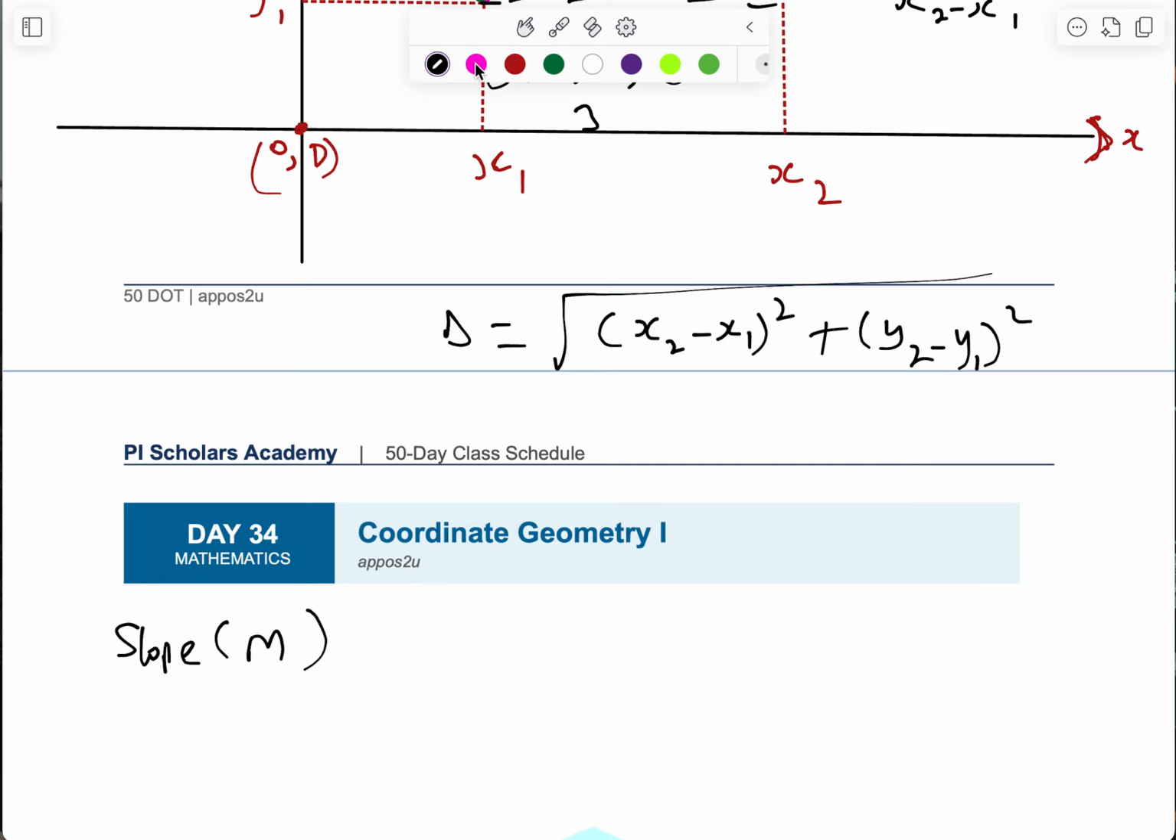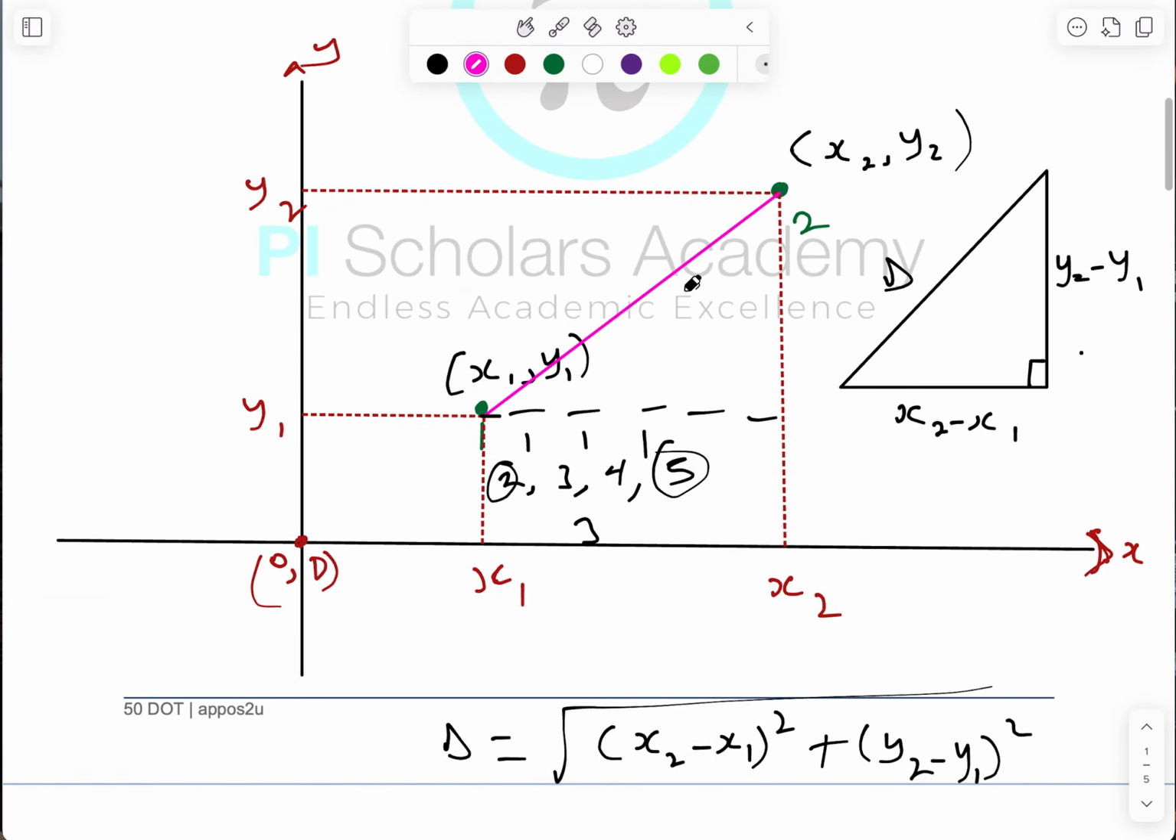So slope is going to be a change in y divided by change in x. And change in y is always y2 minus y1 divided by x2 minus x1. By the way, you can actually pick any other 2 random points on this line. You can pick this point, you can pick this point. Since it is a straight line, it will always give the same slope.